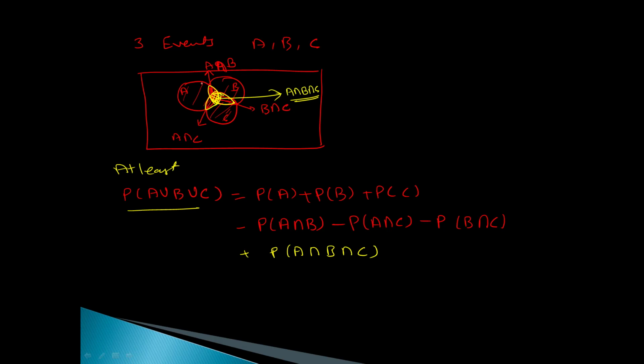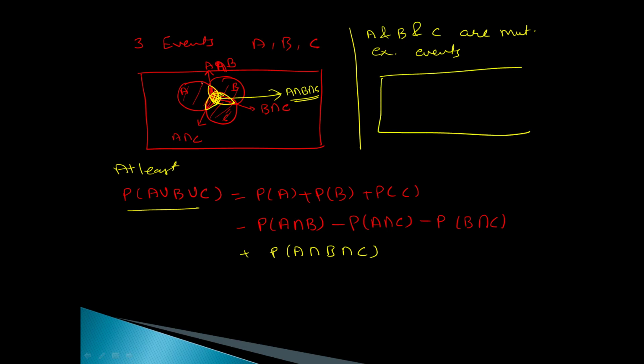Now we can also look at the special case when the events are mutually exclusive. So if A, B, and C are mutually exclusive events, in that case, we understand that there would be nothing in common. So how would the Venn diagram look like? It will look like three circles which are separate from each other, no overlap.